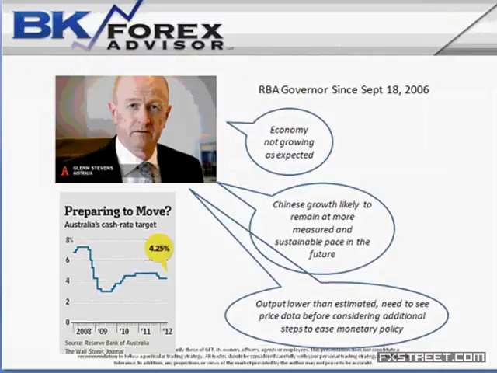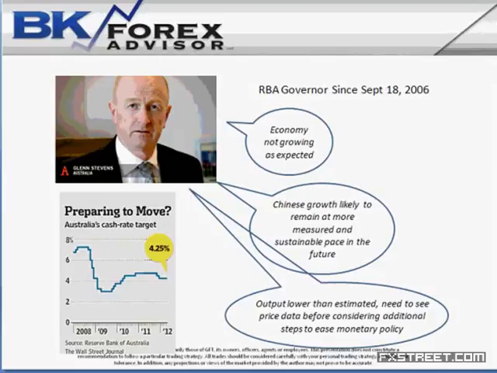I'll minimize. So when the RBA last met back in early April, they were relatively dovish, and the minutes that were released last week confirmed that. What RBA Governor Glenn Stevens said was that the economy is not growing as expected. The growth in China is likely to remain at a more measured and sustainable pace in the future, meaning that it's not going to grow as fast as they previously anticipated.